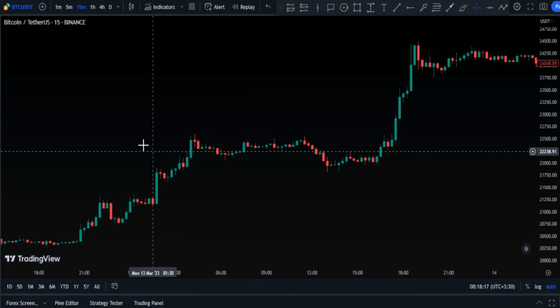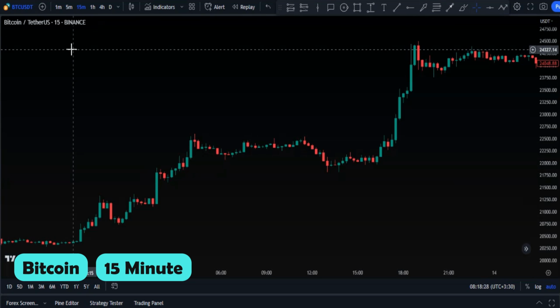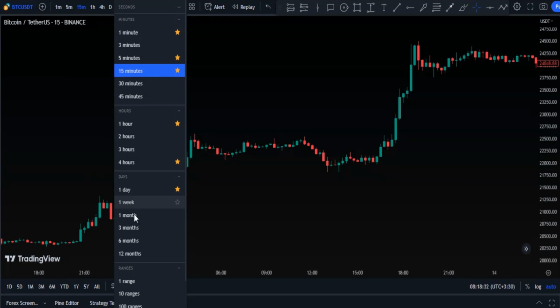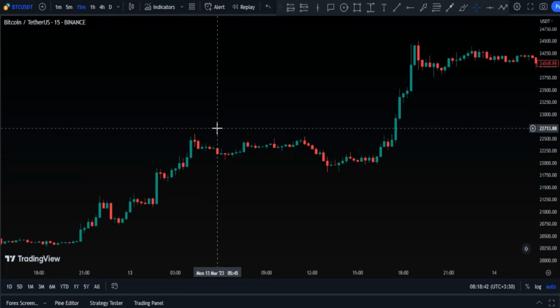Let's get right to today's strategy. First, we open the TradingView platform. Just for the sake of showcasing the strategy, I'll be on the Bitcoin chart with the 15-minute time frame. But keep in mind that you can use this strategy on many other different charts with all the time frames as well. Now, it's time to add the first indicator to our chart.